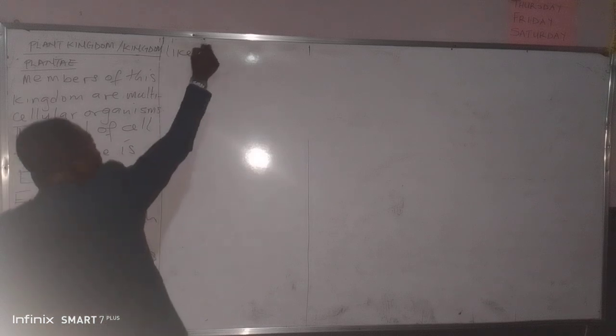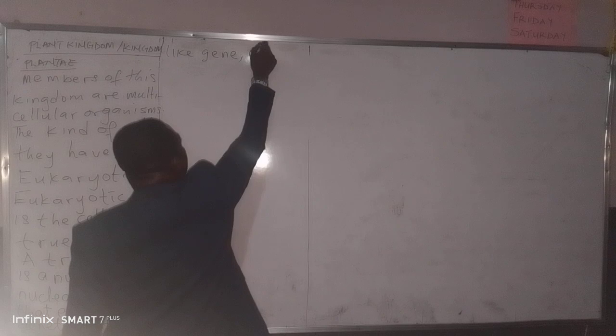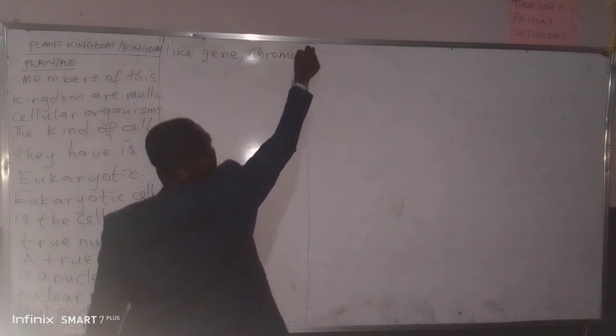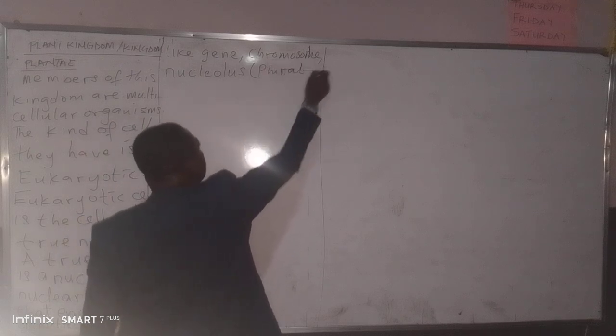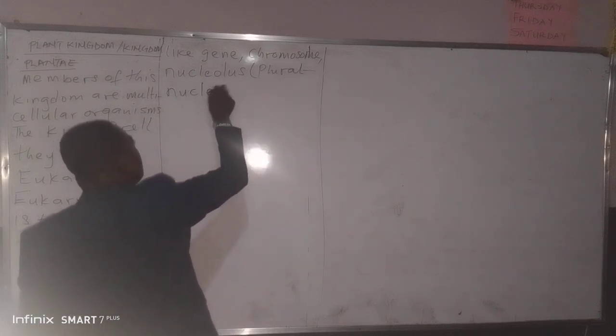So genetic materials like gene, like chromosome, like nucleolus, plural form of nucleolus is nucleoli. So their genetic materials are enclosed within the nuclear membrane and they are not scattered. That is why that nucleus is said to be a true nucleus. Now, I will talk about that.